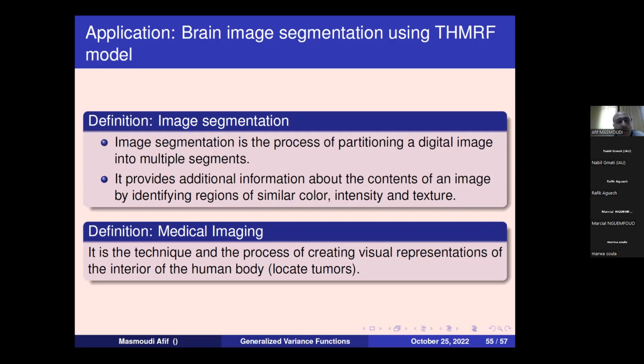Segmentation is the process of partitioning a digital image into multiple segments. It provides additional information about the content of an image by identifying regions.